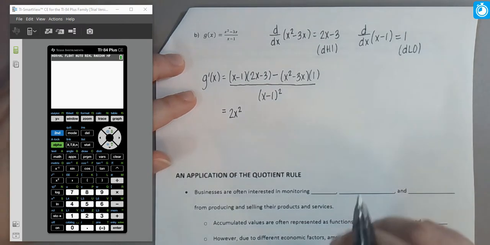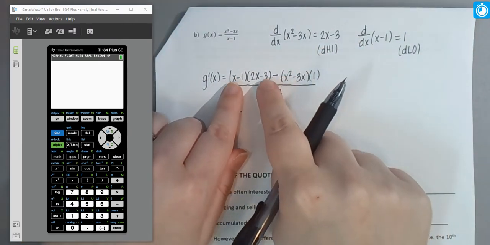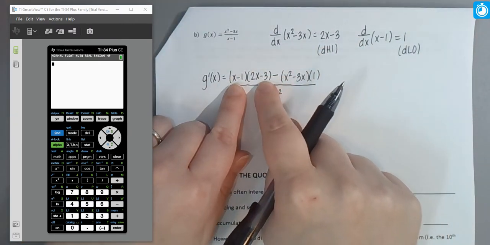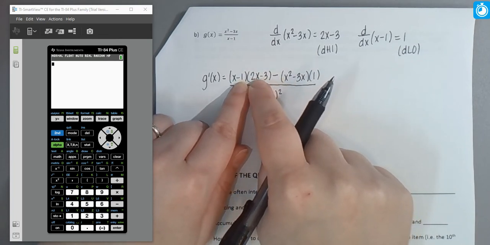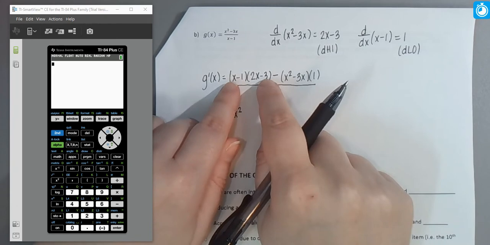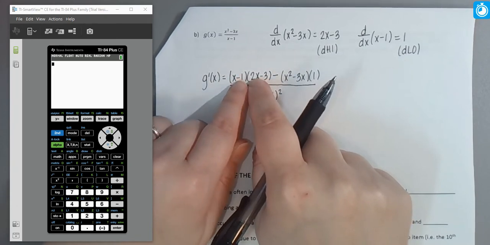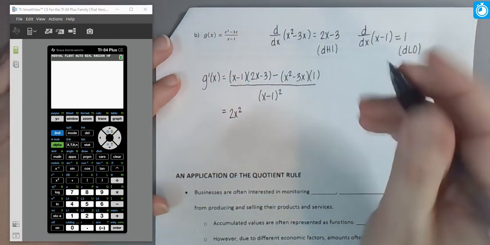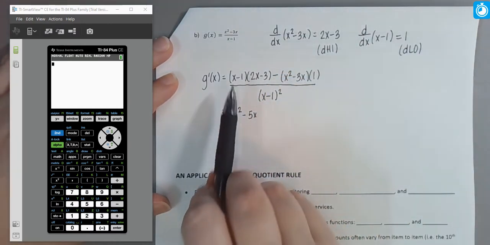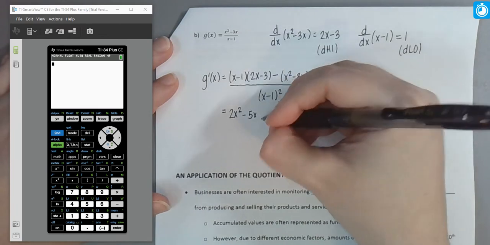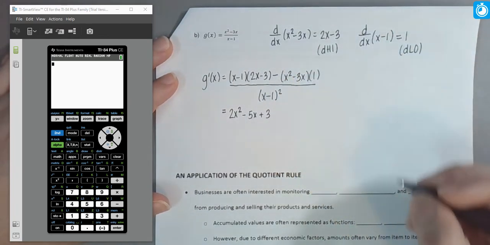Now let's see if we can do the outer and the inner at one time, because they will be like terms. So x times negative 3 is negative 3x. Negative 1 times 2x is negative 2x. So negative 3x plus negative 2x is going to be negative 5x. And then our last pair, negative 1 times negative 3, is going to be positive 3.